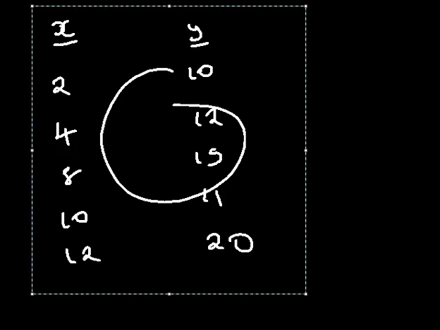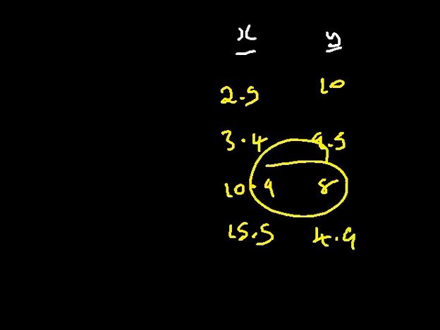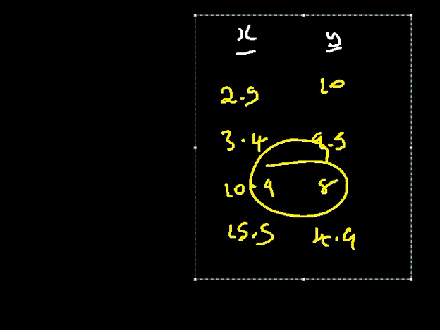Also try to come up with a scatter plot for the data below. Let's say we have x and y, where the x values are 2.5, 3.4, 10.9, 15.5, and the y values are 10, 9.5, 8, 4.9. So how should you have the scatter plot for that data? Like that. And now let's talk about what we call the correlation coefficient.